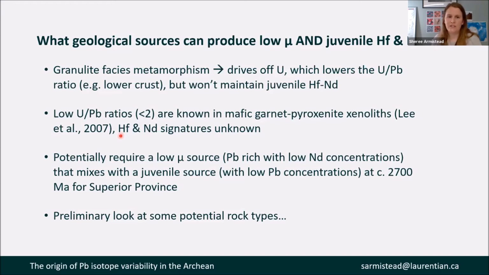So we're potentially looking for a source that has low mu, that's really lead rich with low neodymium concentrations, so that it won't affect the final source, and that mixes with a juvenile source that has low lead concentrations, at around 2.7 Ga for Superior Province. This next part's a bit more arm-wavy, just a real preliminary look at some potential rock types that could fit this criteria.